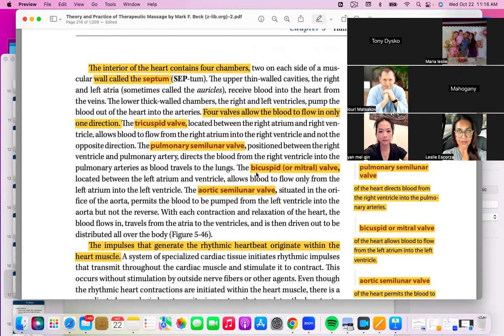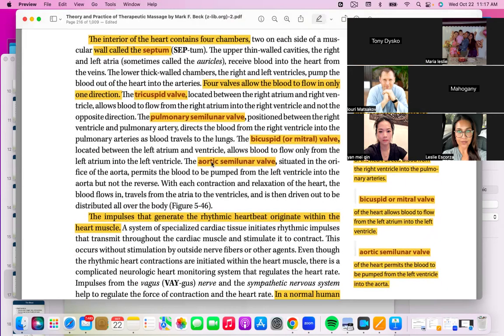And then you have the bicuspid or mitral valve, and that valve allows the blood to flow from the left atrium to the left ventricle. The tricuspid valve is going to be on the right side, while the bicuspid or mitral valve is going to be on the left.